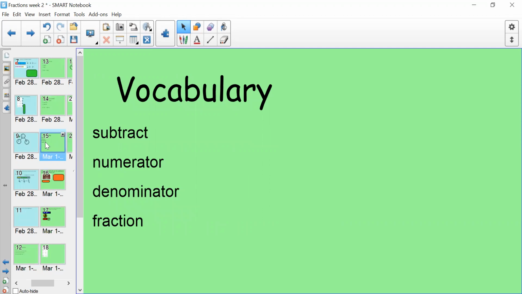Okay, so if we look at our vocabulary today, we've got subtract. So we need to remember what subtract means. And that means we are taking away one part from another, from a whole number. And then we've got numerator and denominator and fractions.